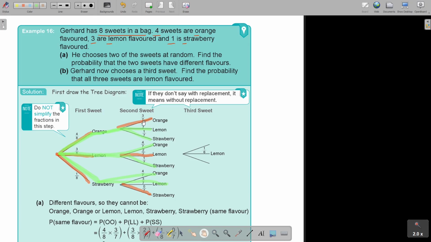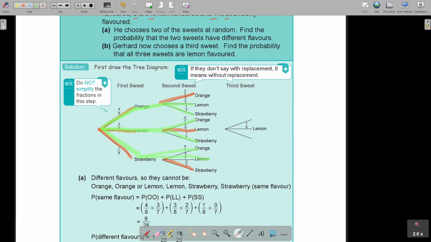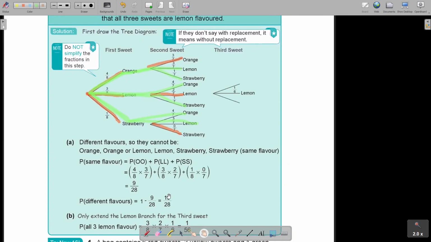You can never just work. If it's a tree, you must always work in the branches. So in the branches, I multiply. But if I want to combine 2 branches, after I multiply, I add. So if you want to say 2 different colors, you can multiply all the different branches and then add those 4 results. That was one option, and you would also get 19 over 28.